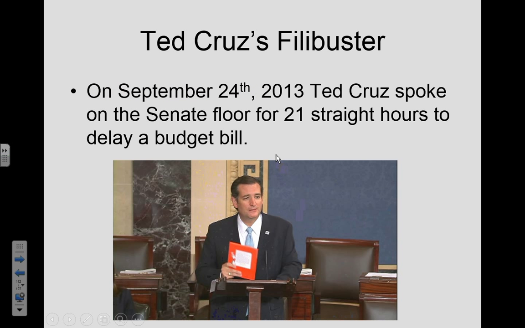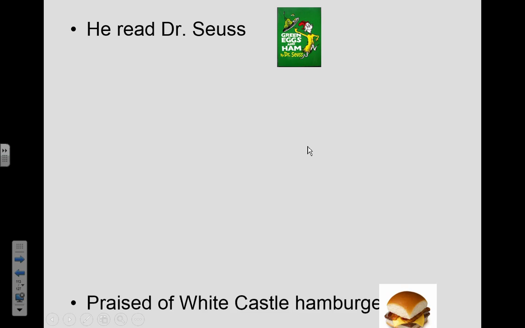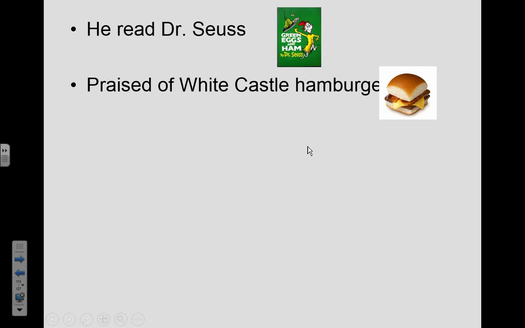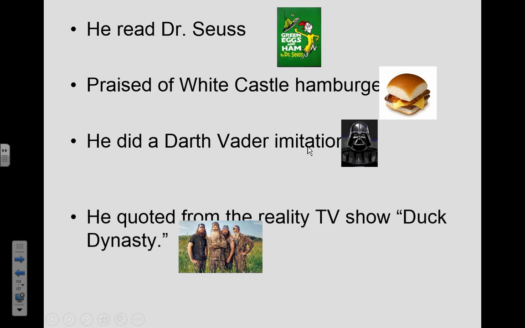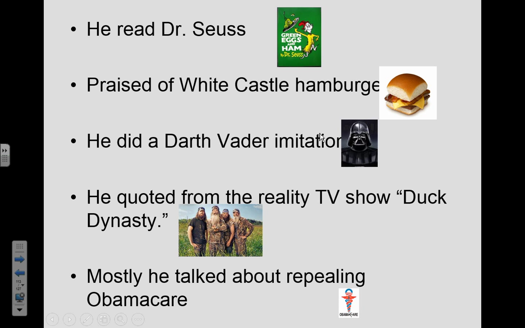Ted Cruz did in September of 2013. He spoke for 21 hours to delay a budget bill. What did he speak about? Well, he read from Dr. Seuss. He doesn't even have to talk about the bill, as long as he's talking. He praised White Castle hamburgers. He did a Darth Vader imitation. He quoted from Duck Dynasty. But mostly he talked about repealing Obamacare. These were all things that he talked about on his filibuster that went on for 21 hours.